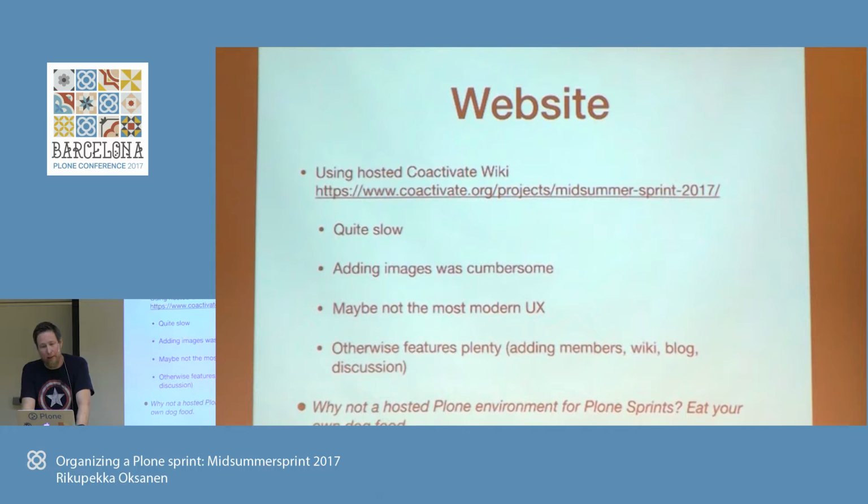About this Co-Activate wiki page, I'm not sure it was a perfect solution. It was quite slow, adding images was kind of cumbersome, and it did not have the most modern user experience. It did have many features: adding members was easy enough, it has wiki pages, a blog, and a discussion board. But as a Plone community, I think we should have a hosted Plone environment where everyone could have their Plone sprint pages, like eating your own dog food, instead of using some other wiki to put content on the internet. Of course, we could have just created a Plone 5 site and put the stuff there, but for some reason we started using this wiki.